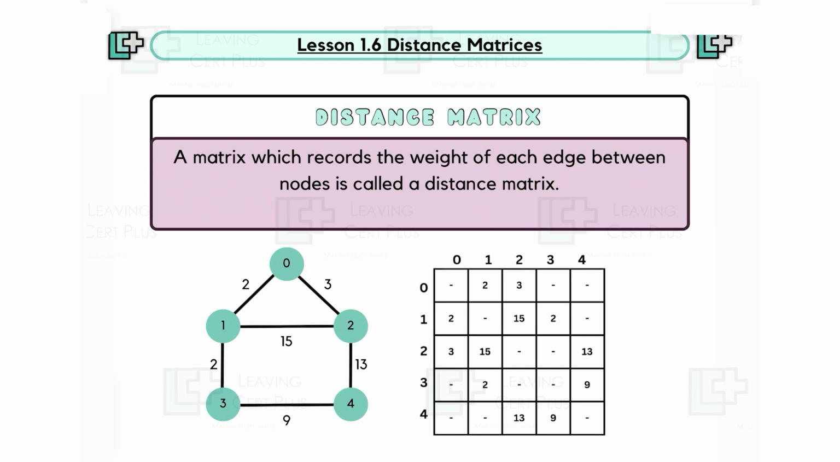So if I look at my distance matrix here, we read it the same way. Left top, it tells me from 1 to 0, I've got a weight of 2. So I can see here, 1 to 0, that edge has a weight of 2. Let's go from 2 to 4. So node 2 to 4 has a weight of 13. So it tells me the weight of the edges between our nodes.